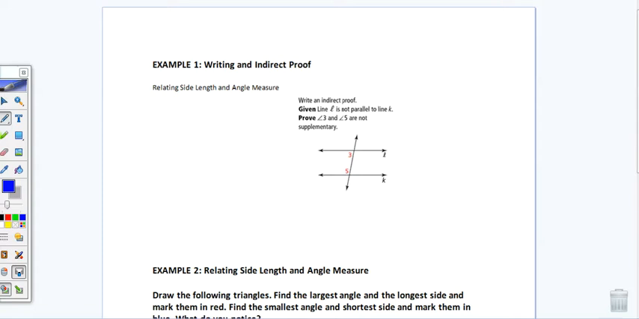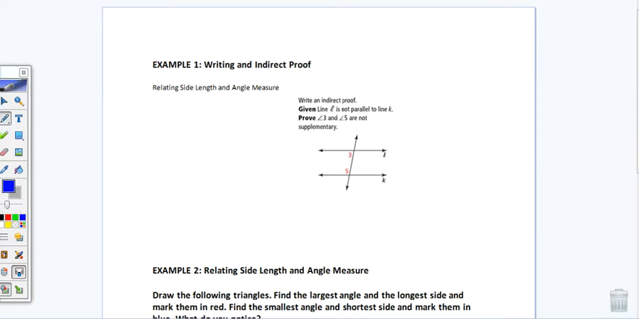What's given up here? Line L is not parallel to line K. Do line L and line K look parallel? Yeah, sure. But they're not. There's no label up there that says they're not, and they're telling you they're not parallel. It says prove angle 3 and angle 5 are what?